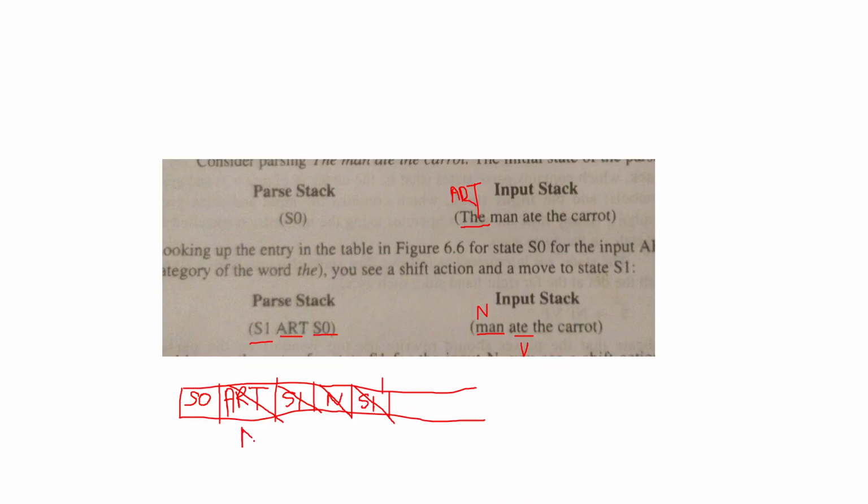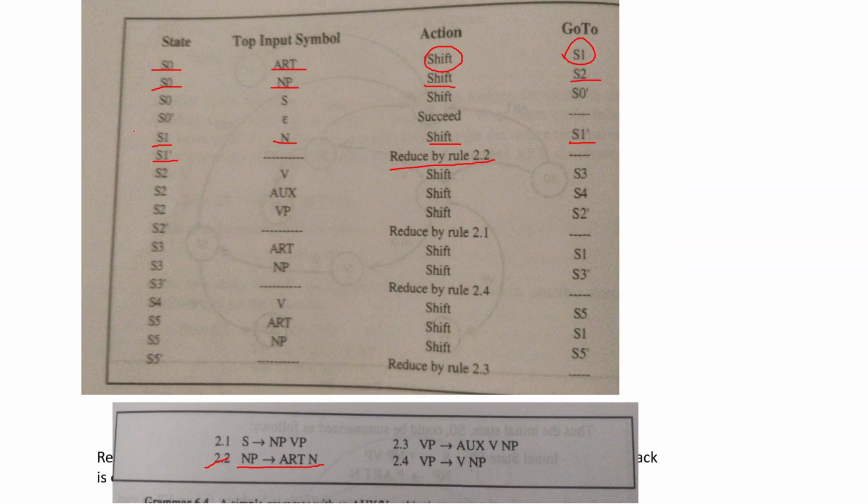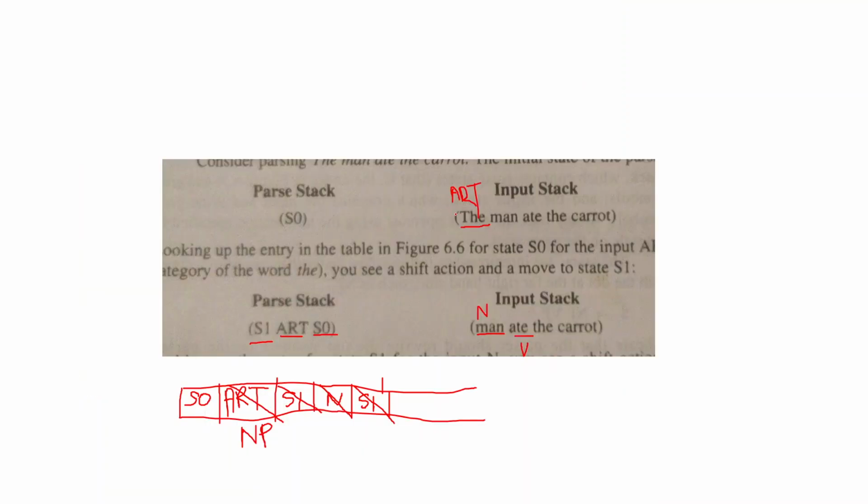And what is the next? You are replacing it with noun phrase here. Now noun phrase and you are in S naught. Which state will you be in? You are in S naught and you have come across a noun phrase. So shift the noun phrase and move to S2. So here now we'll have S2. So we are at S2.